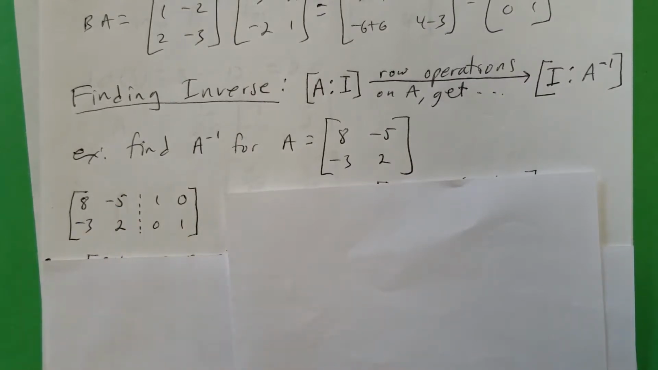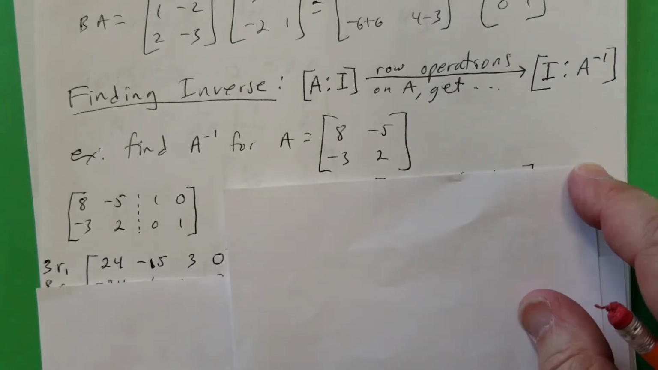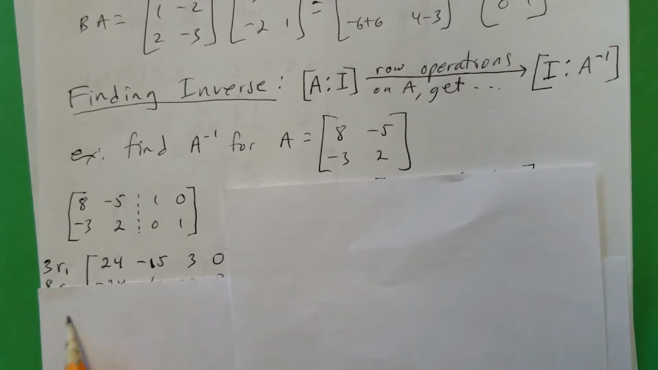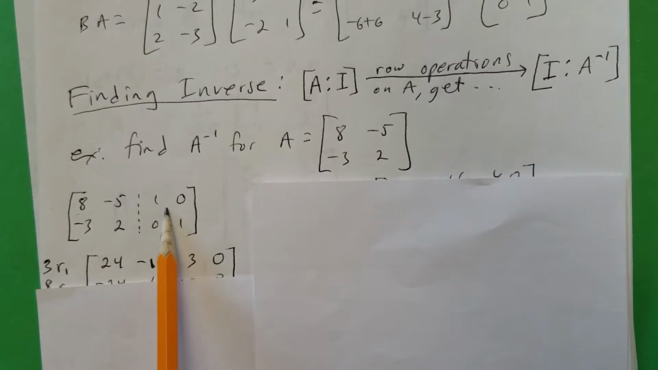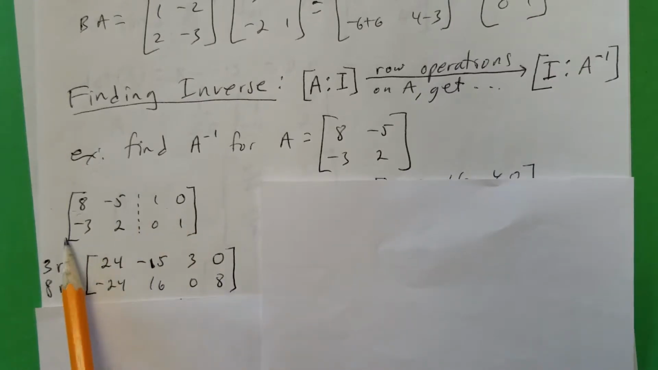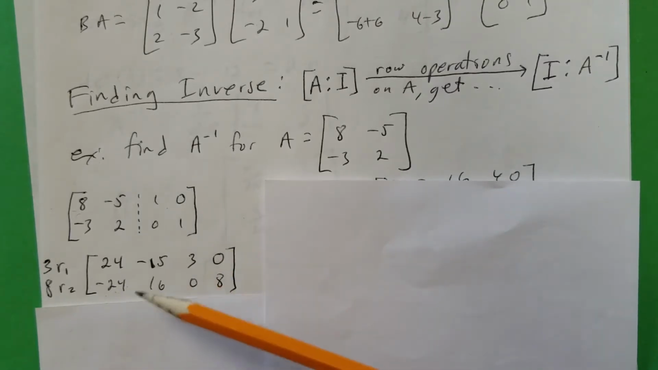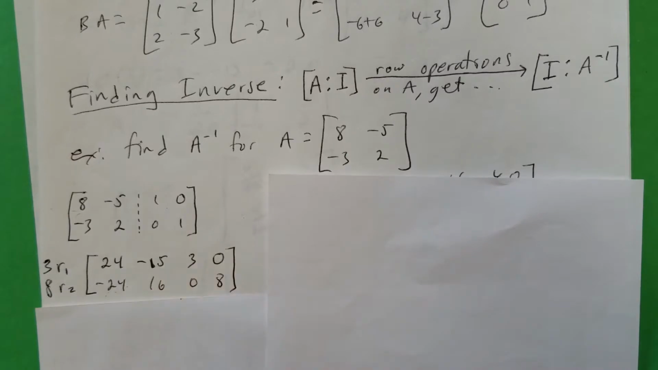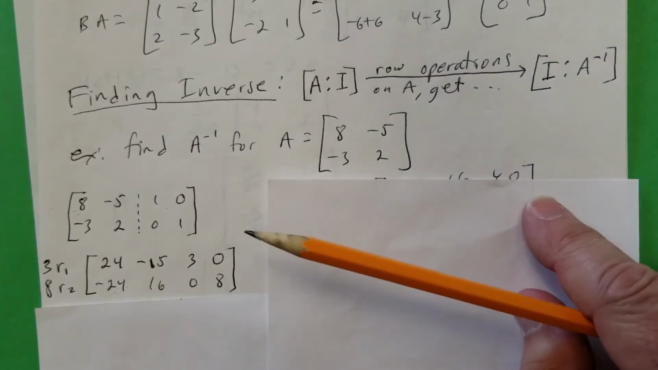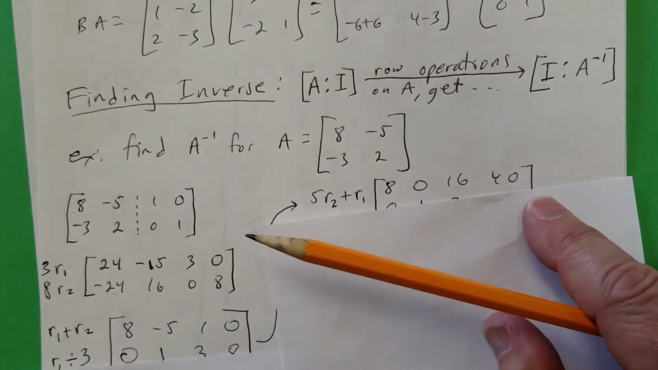Here we go. What's my first row operation here? 3 times row 1 to get 24 there, and 8 times row 2 to get negative 24 there. I did that because I want a 0 there. So my next step is adding these two, and I'll get a 0 here, which is what I want.